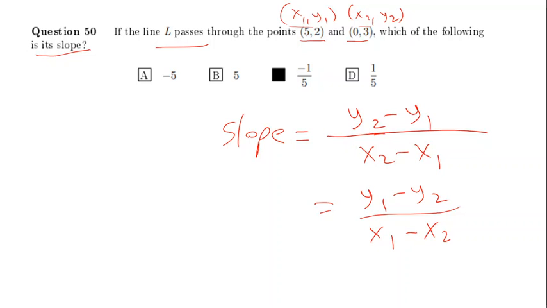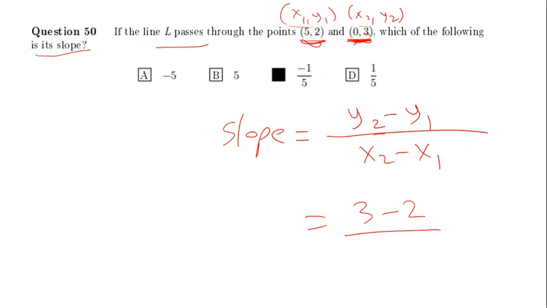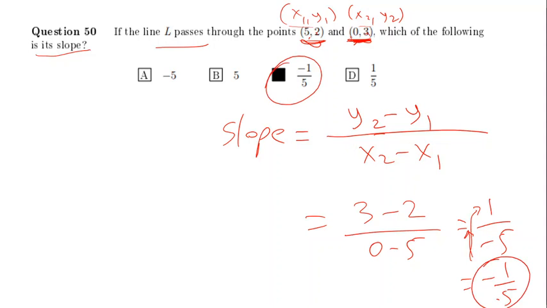If you started taking values from here, then the next one should be here. So I will take 3 minus 2 divided by 0 minus 5. So it will be 1 over minus 5, which is minus 1 over 5. You can bring the minus value here or here, so it is the same as this. So this is what was given.